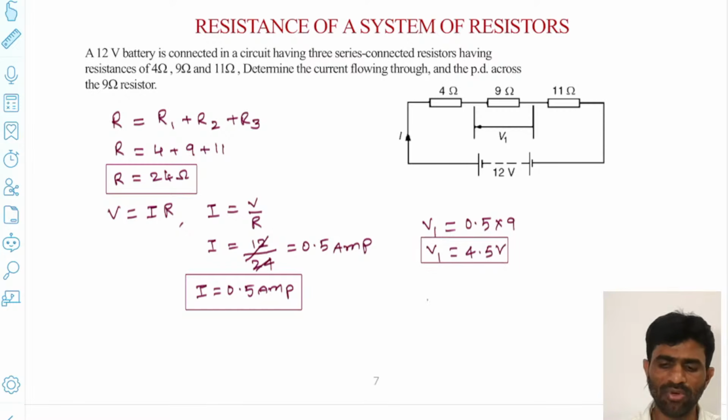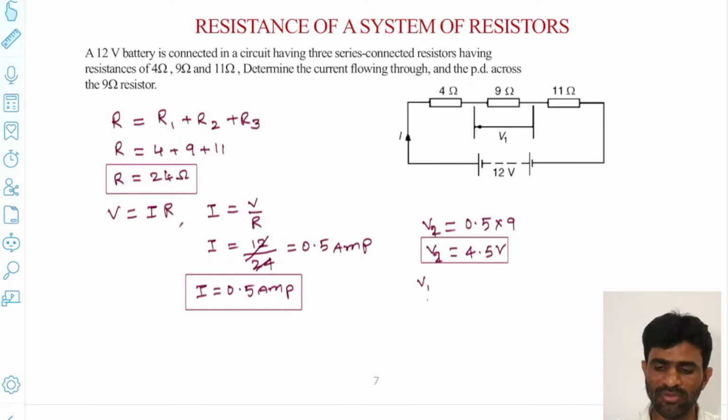Similarly, you can also find voltage across 4 ohms. What is the voltage across 4 ohms? It is 4 into 0.5. So let's take it as V2. In the question it is given as V1, but if you take it as V2, what is V1?